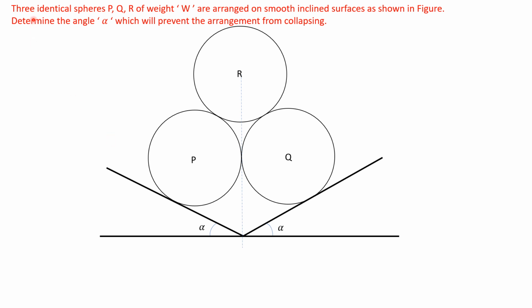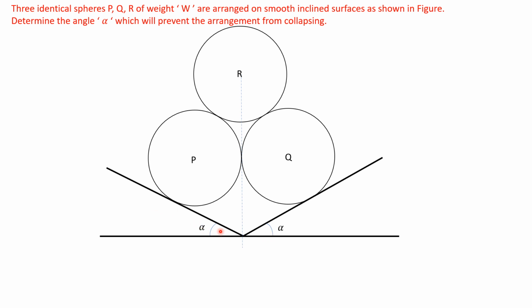Three identical spheres P, Q, R of weight W are arranged on smooth inclined surfaces as shown in the figure. Determine the angle alpha which will prevent the arrangement from collapsing. These are three spheres of weight W, arranged with all contacting each other on inclined surfaces. The surfaces make angle alpha.